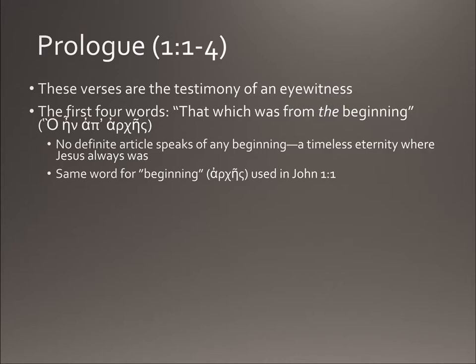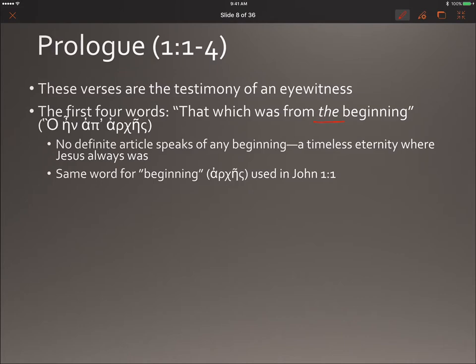The fact that there is no definite article speaks of any beginning. So in other words, in our English translations, it would say that which was from the beginning, right? But John here, in the original language, there is no definite article, so therefore, it could literally read that which was from beginning. You know, the "the" there in your English Bible translation would likely be italicized like it is in mine, indicating that it's what's inserted by the translators. All right, so really he's talking about a beginning that's not really a definite point in time. It's just a beginning, okay?